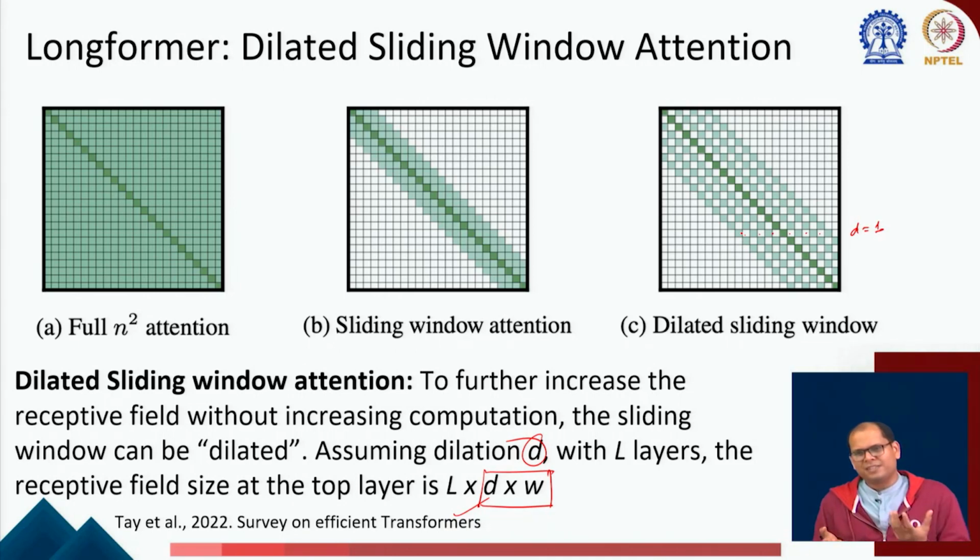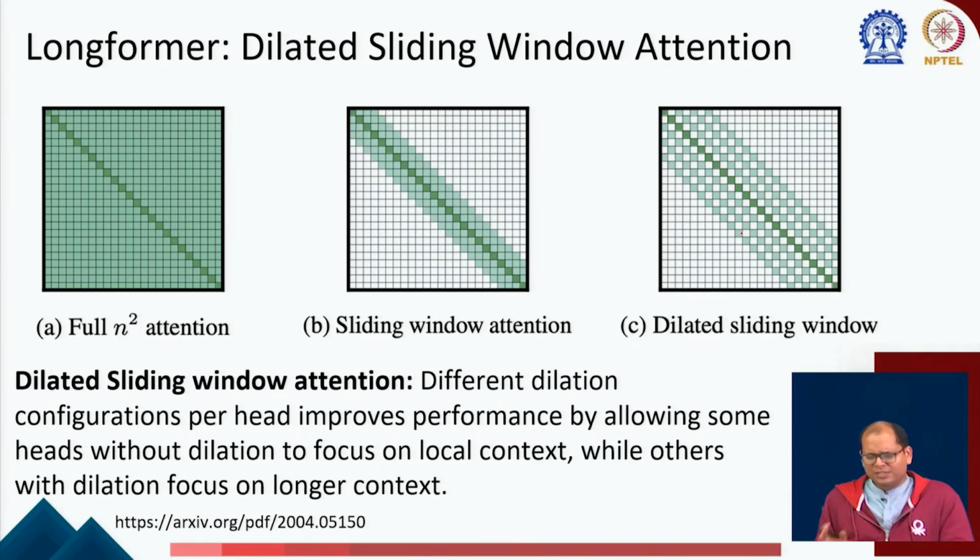So these are the kinds of patterns that Longformer used, and they also said that different heads can use different dilation configurations. So it may happen that some head is not using dilation at all, focusing completely locally, while some other heads are doing dilation 1, dilation 2. So you see, we are playing with two things. One is the heads: different heads can do different kinds of attention. Some heads are doing dilation 0, dilation 1, etc.